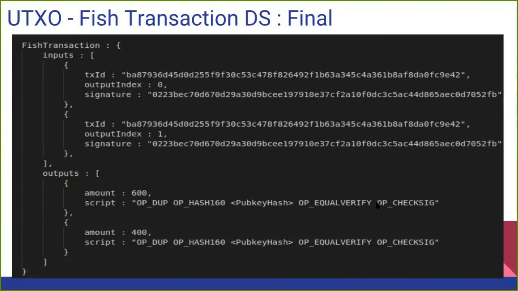Don't worry about what this script says. We'll talk about it in the next section. I'm just writing it like this, but this basically says that only Akka should be able to spend. If somebody else tries to spend, that transaction will fail. Now this is your FIS transaction. We started from that model, and then we have built this transaction object.